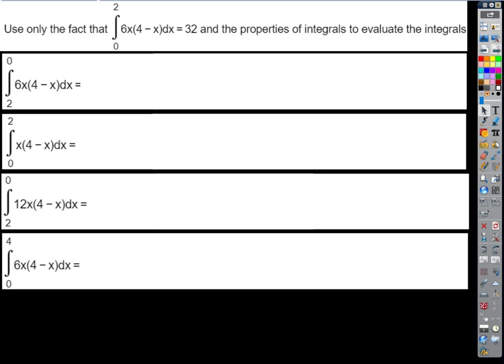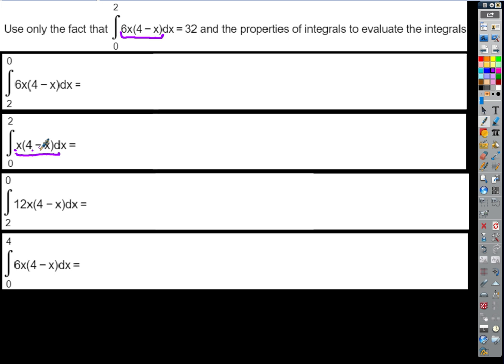So what if we want to answer this question right here? What if we want to find the area under this curve? They're telling us that the area under that function from 0 to 2 is 32, right? Well, what have I done to get this integrand instead of that one? I multiplied that by 1/6, didn't I, right?